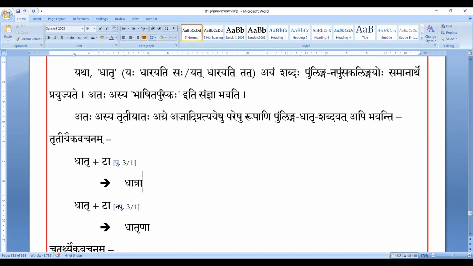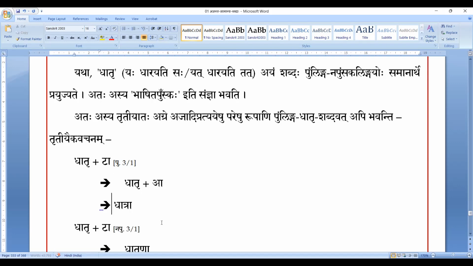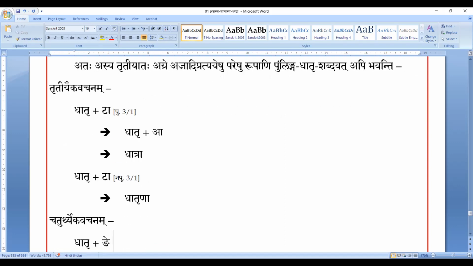So that here eco and achi, Dhatra plus A. Eco and achi will apply, therefore you get Dhatra. And Napumsakalinga, Dhatra plus Ta, Ajadi Bhakti Pratyaya Pare, Numbhavati, therefore you have Dhatra and Napum Dhatrana. So Dhatra will have two forms in Napumsakalinga. Dhatra, that is Bhashita Pumska. So here I will write Bhashita Pumska.